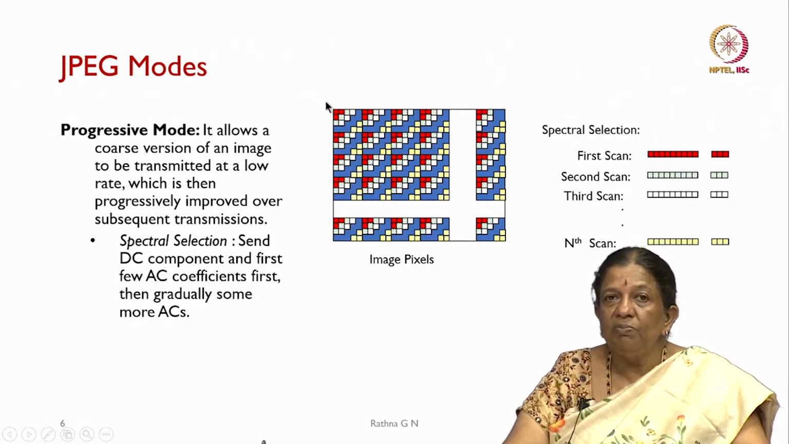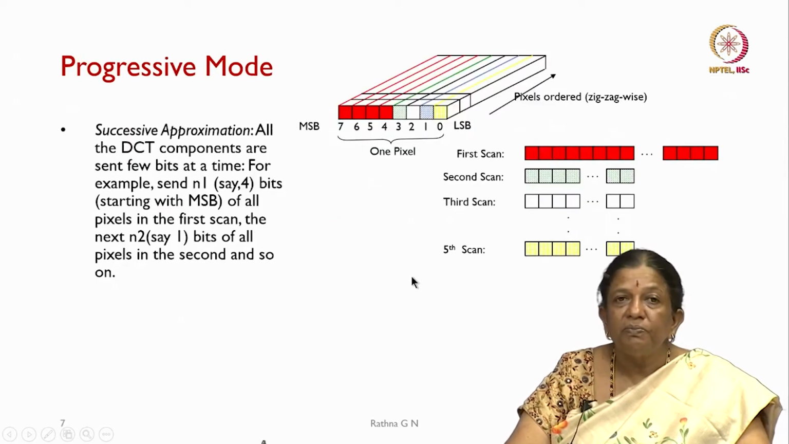So, what is it? You will be seeing that in the 8 by 8. The red depicts your DC coefficients. In the first scan you will be sending all the DC coefficients. In the second scan you will send a few AC coefficients. Like that you can send some more AC coefficients which are dominant. The last one is yellow, that is the nth scan where you will be sending these coefficients. This is how in the progressive mode you will be sending the coefficients.